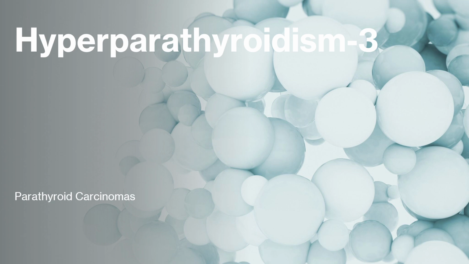Here we see the morphology of the parathyroid carcinoma, and also what skeletal changes as well as urinary changes we can see in the patient if hyperparathyroidism remains untreated. First, we begin with the morphology of the parathyroid carcinoma.